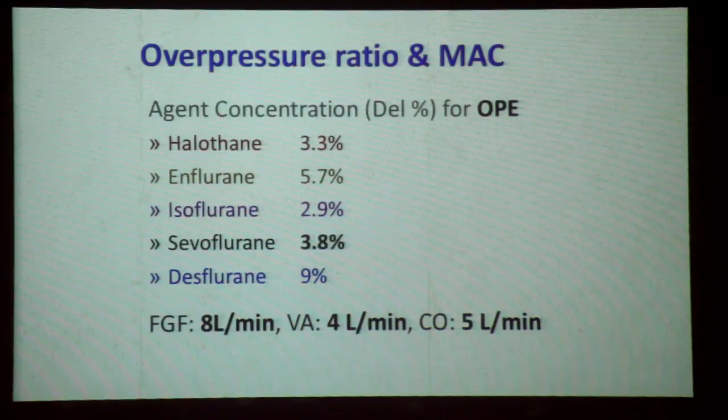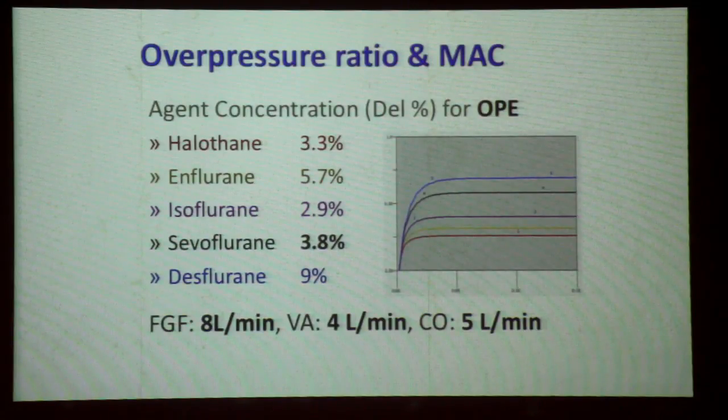How do we determine the overpressure ratios and MAC? Now look at the inhalational agents. These are the overpressure ratios. But how did they get this number? How did you know that sevoflurane 3.8% would produce an overpressure effect? It is again by these alveolar curves. The point at which you get the plateau is 0.54, right? And the Fi ratio into MAC will give you the overpressure effect ratio.